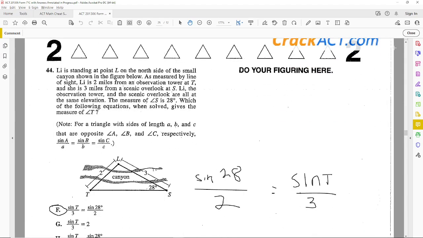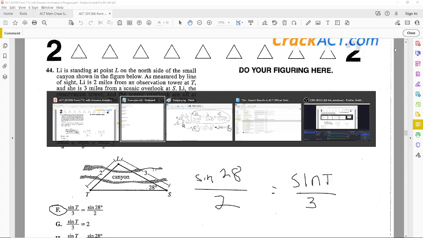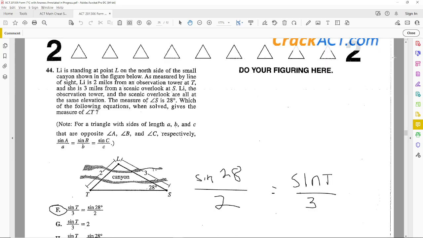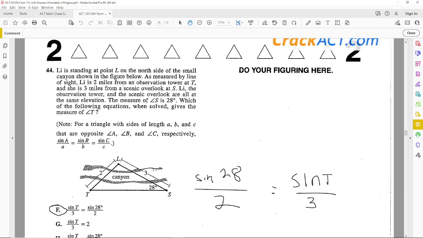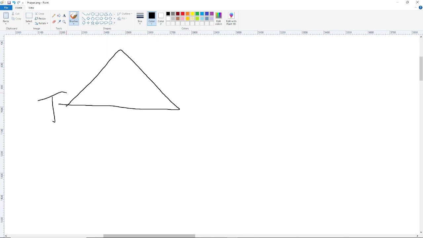Okay, it says Lee is standing at point L on the north side of the small canyon shown below. The measure of angle S is 28. Which of the following equations, when solved, gives the measure of angle T? And then they give you the law of sines here. All right, let's check it out. Let me see if I can redraw this. I won't put all the little landmarks in. I'll just draw the triangle. And then they say this is T, this is L. And then this is S. And then the only angle they give us is 28 degrees. And then they tell us that this is 2 and this is 3.